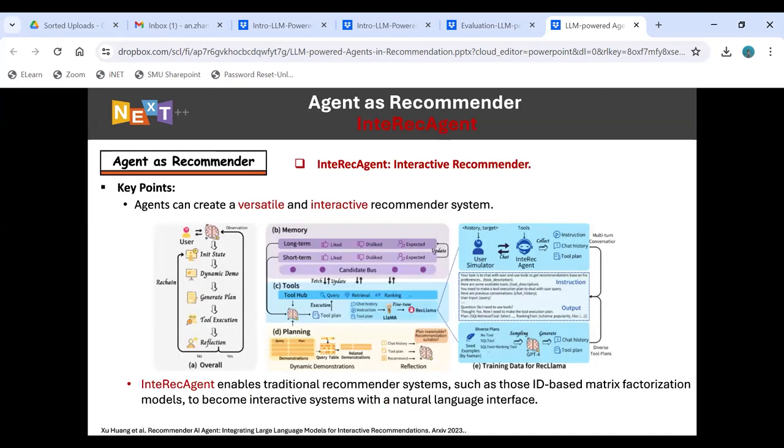The second work is InteRecAgent. It is actually to build an interactive recommender. InteRecAgent employs a large language model as a brain and recommender models as tools. You can find there is a memory module, like short-term and long-term memories. And for tools, it includes a fine-tuned Llama recommender. And for planning, it has dynamic demonstrations and reflections. InteRecAgent actually enables traditional recommender systems such as those ID-based MF models to become more interactive.